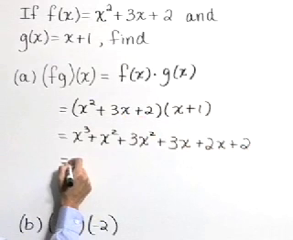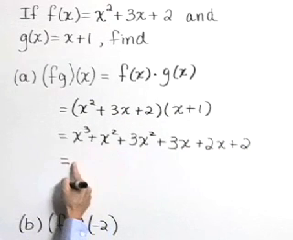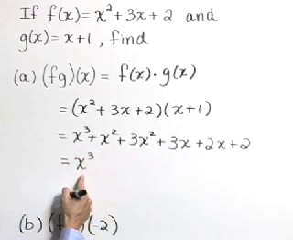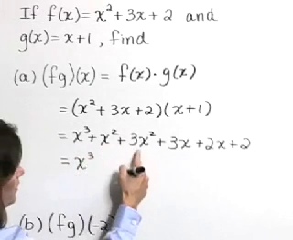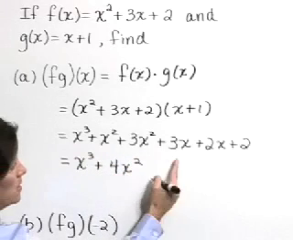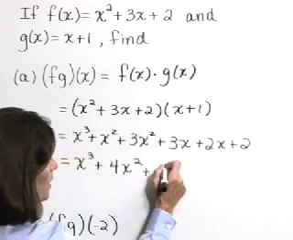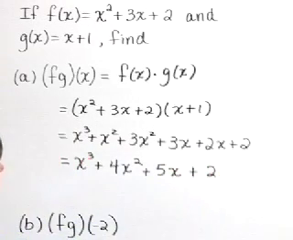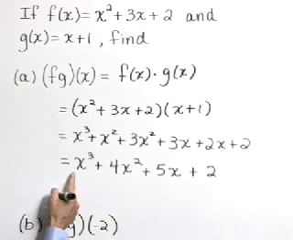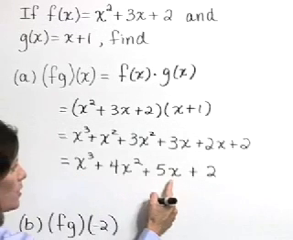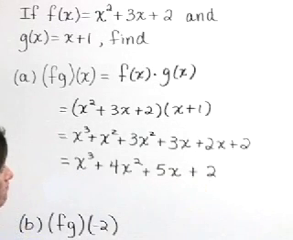Lastly, let's combine our like terms, and let's write this result in decreasing degree order. So the x³ term comes first. x² plus 3x² is 4x². 3x plus 2x is 5x, and we've got a plus 2 there at the end. So f times g of x is equal to x³ + 4x² + 5x + 2.